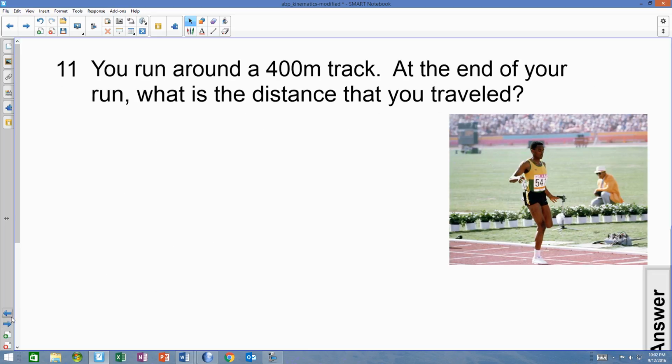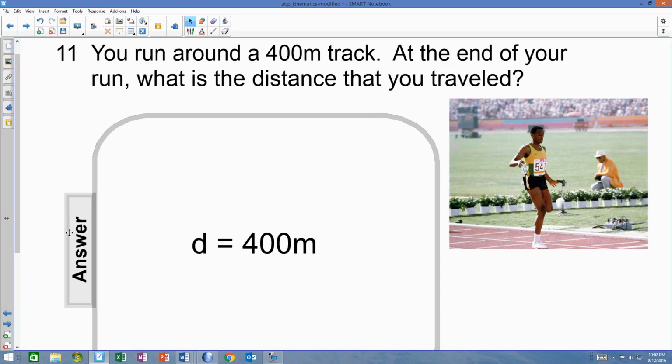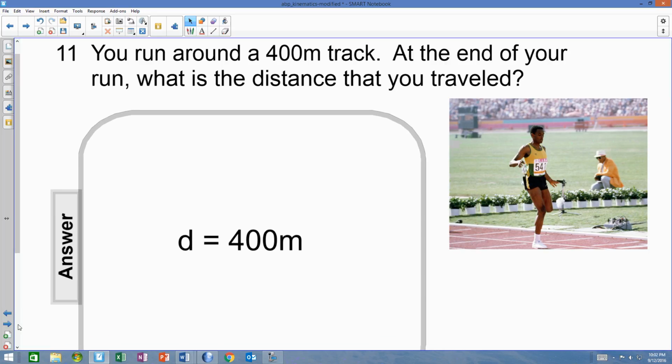You run around a 400-meter track. At the end of your run, what is the distance that you have traveled? Go ahead and pause the video now if you need to. Okay, so let's take a look at the answer. The answer is 400 meters.